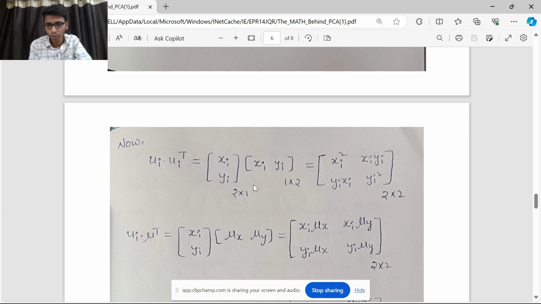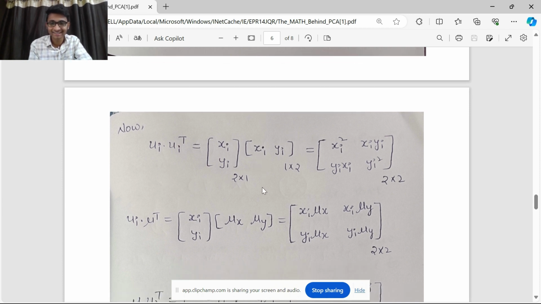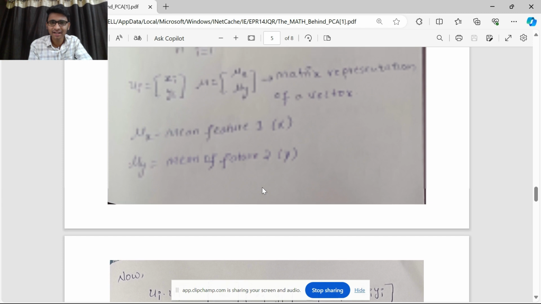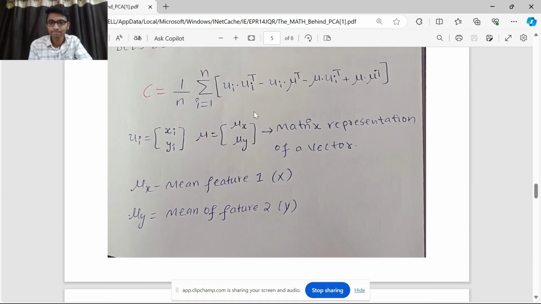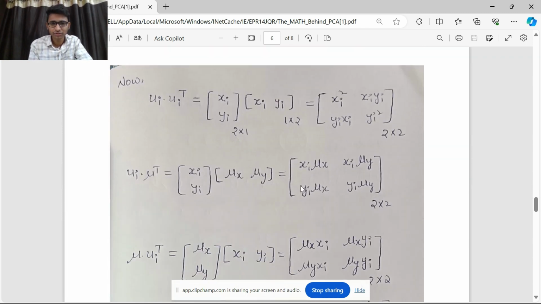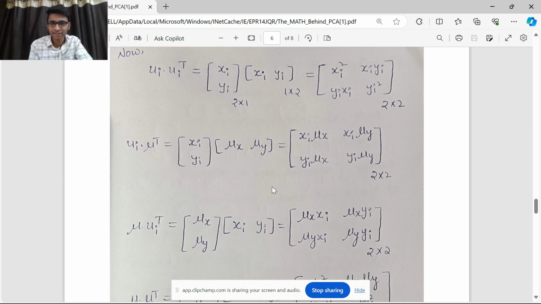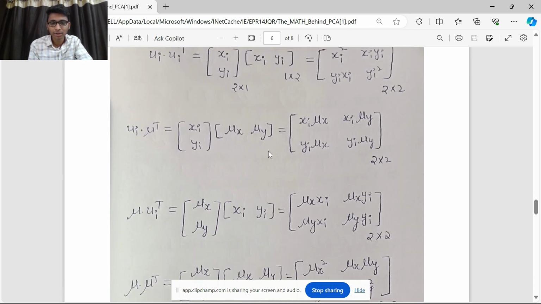I hope you know how to do matrix multiplication. Xi square, xi yi, xi yi. I have just done this, guys. You can see how simple it is. I have done it for every part here. I just computed these calculations. Very simple, guys, very very simple.